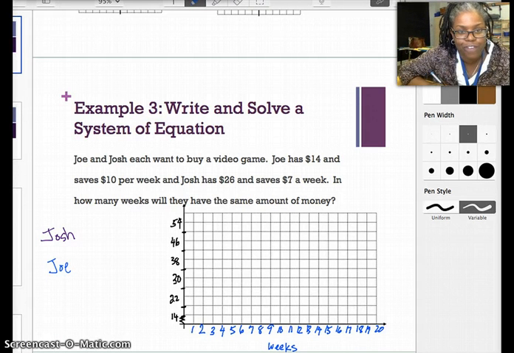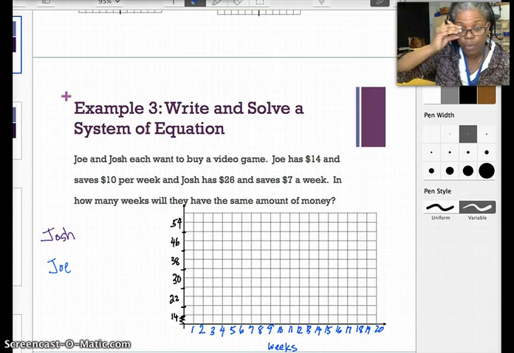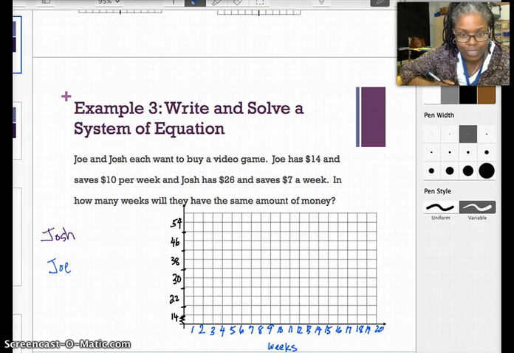So here's our final example, example 3. It says write and solve a system of equations. We've got Joe and Josh, and each of them wants to buy a video game. Joe has $14 and will save $10 per week. Josh starts off with $26 and saves $7 a week. And how many weeks will they have the same amount of money? So we're looking for the time when they have equal amounts of money.